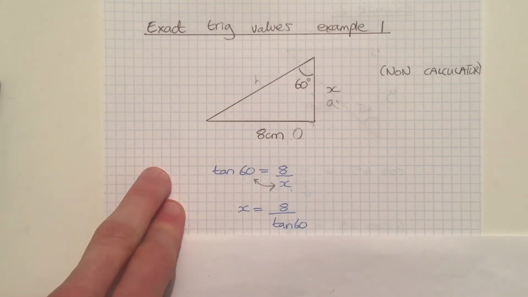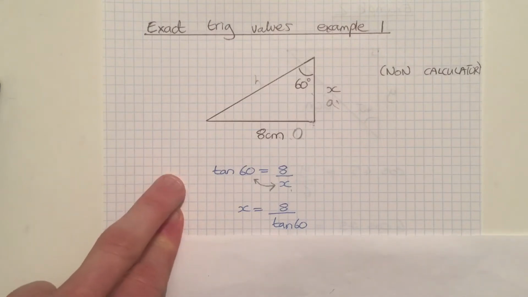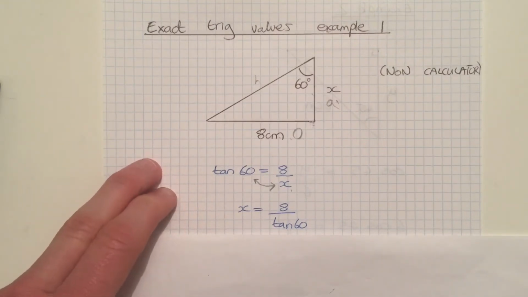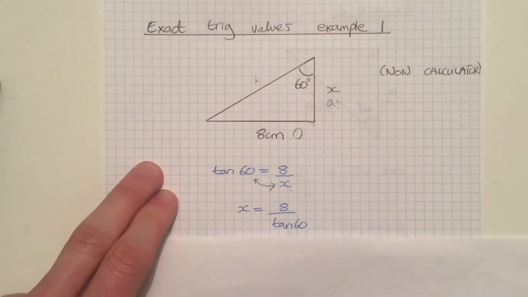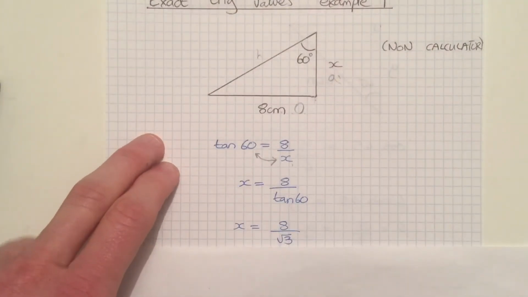At this stage here, we would usually have just typed that into our calculator, but obviously we don't have a calculator to do that here. But we do know that tan 60 is just root 3.